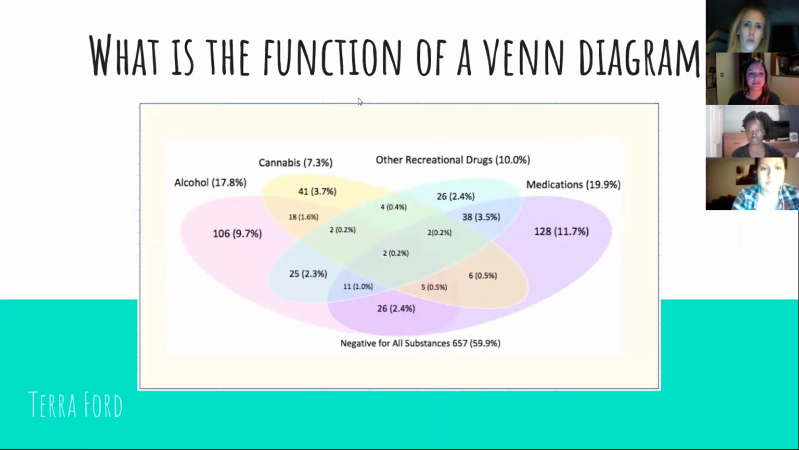Terra, I have a question for you. What's the function of a Venn diagram? A Venn diagram is useful to show a visual representation of information and how it may overlap. You can see the probability of these injured drivers in British Columbia being on one or more substances. Where the ovals overlap shows where the data belongs to both substance categories. It is an easy way to see the relation of a group of information. In this diagram, the probability of being on all four substances is represented where all four ovals overlap in the center, at 0.2%.